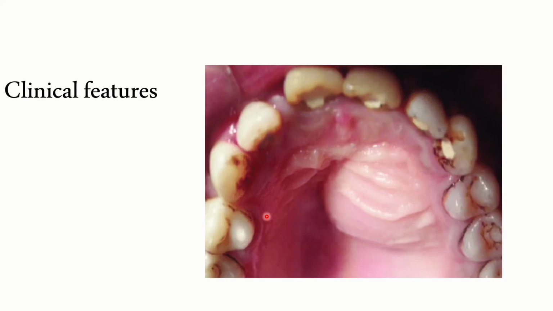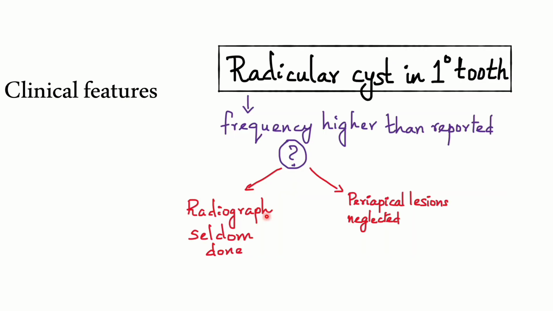Now, a large cyst definitely causes mild pain and swelling, and small lesions are identified only on routine radiograph. Now, the tooth associated is always a non-vital tooth. Now, again, the reports of radicular cyst in primary tooth are very rare. But the frequency is believed to be higher than what is reported, because a carious primary tooth in a child is seldom taken for a radiograph.